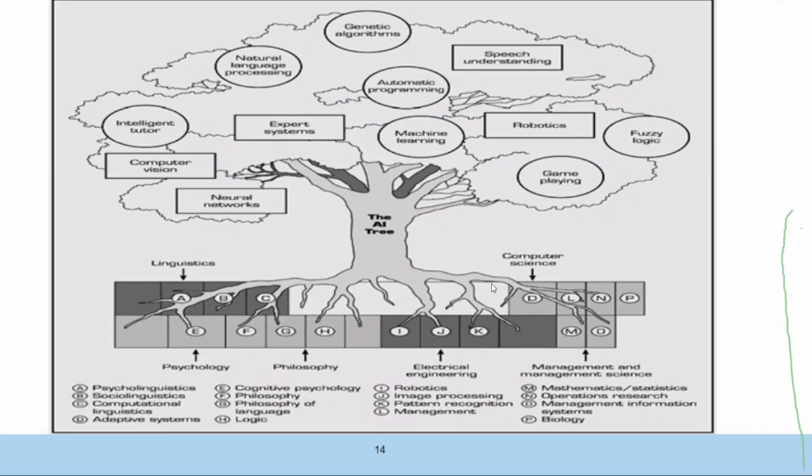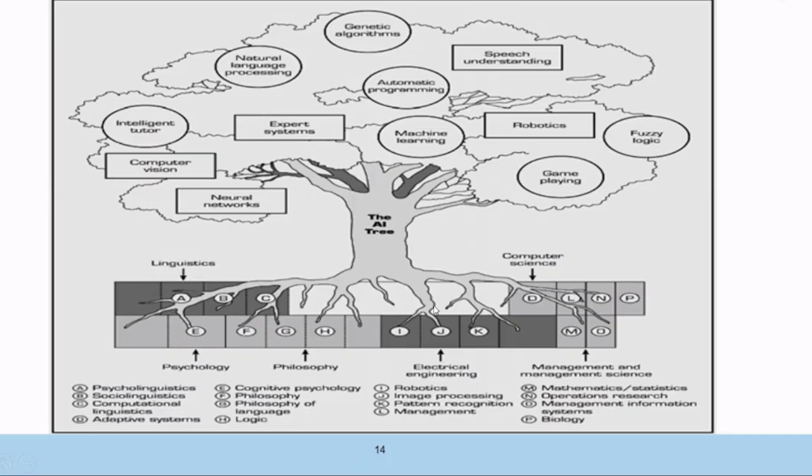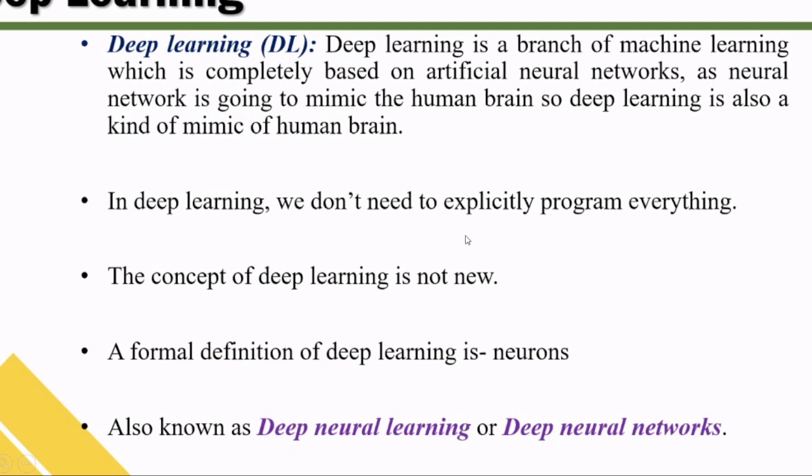See here, this is a tree representation of AI, disciplines and its applications. Here, the branches represent the major applications of artificial intelligence. The branches represent applications, and the roots represent the various aspects which you already discussed under the components of AI. Okay, straight away we will go to deep learning.